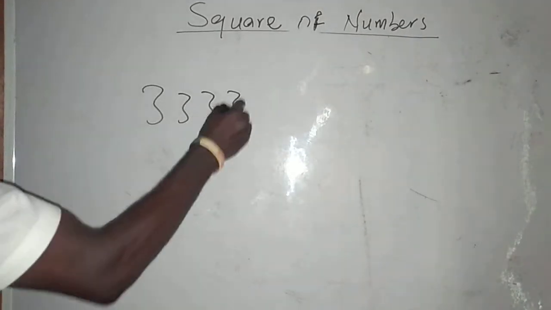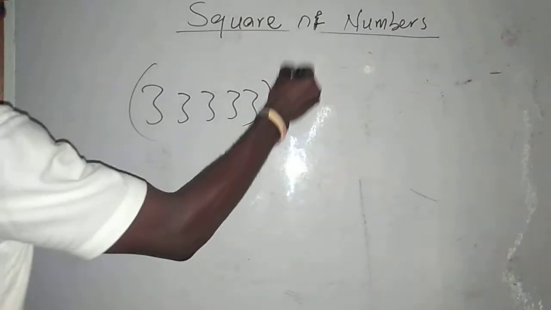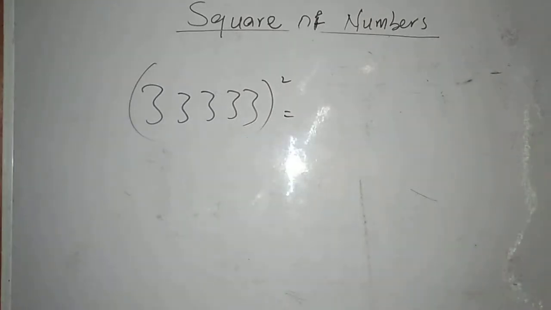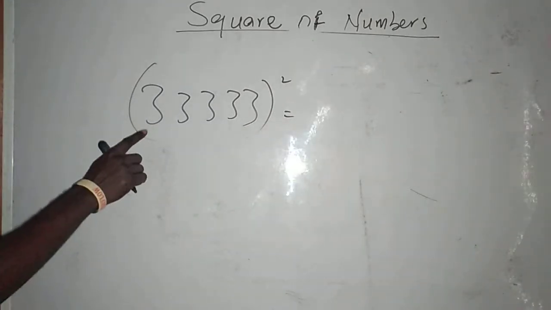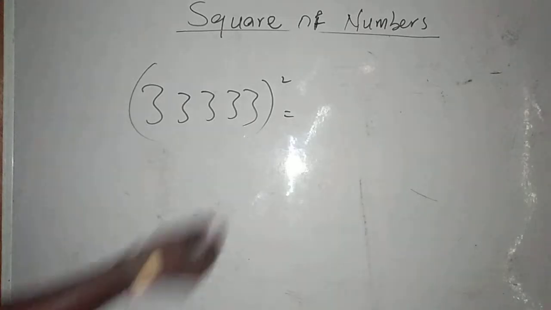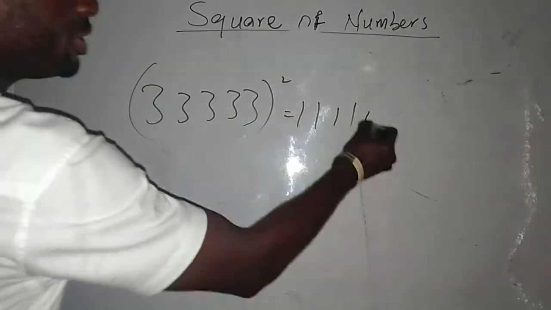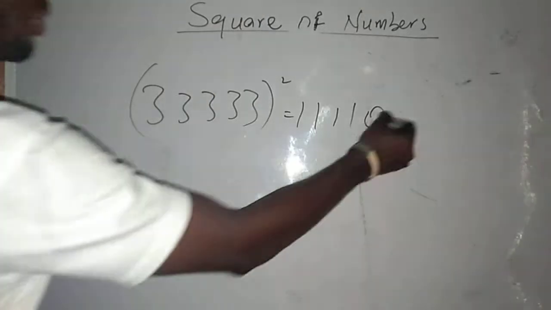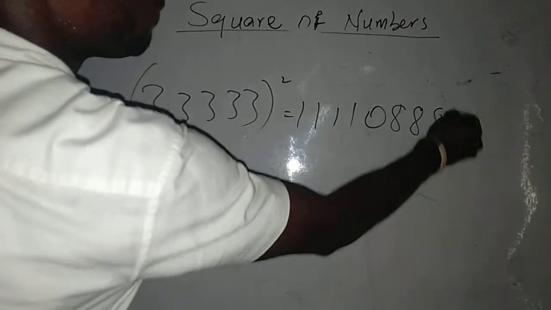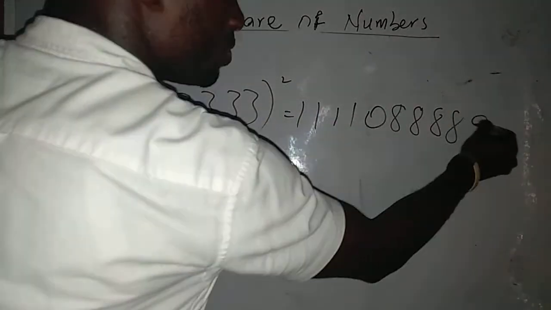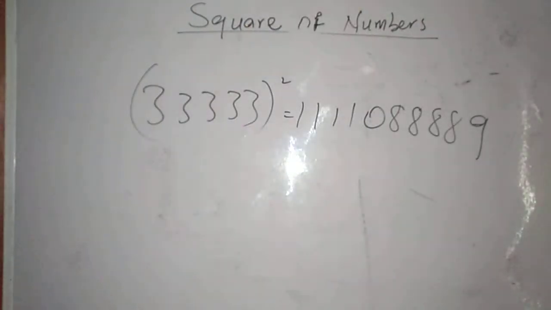1 2 3 4 5, whole square, which is what? What I need to know is how many 3s am I having? 1 2 3 4 5. 1 2 3 4. That is 1, 0. 1 2 3 4. And what? 9. That is my final answer.